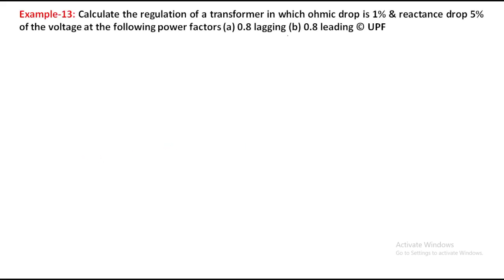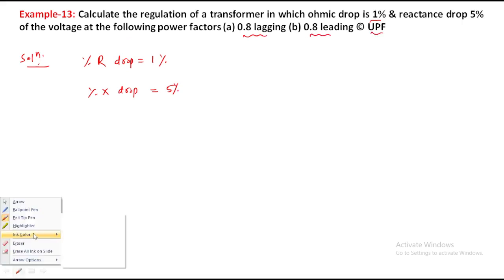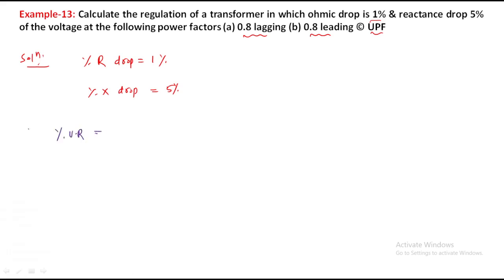Next, calculate the regulation of a transformer in which the ohmic drop is 1%, that is percentage R drop equals 1%, and the reactance drop, percentage X drop, equals 5% of the voltage, at the following power factors: 0.8 lagging, 0.8 leading, UPF. Simple formula and simple problem. First we write the percentage voltage regulation equals percentage R into cos phi 2 plus or minus percentage X sin phi 2.